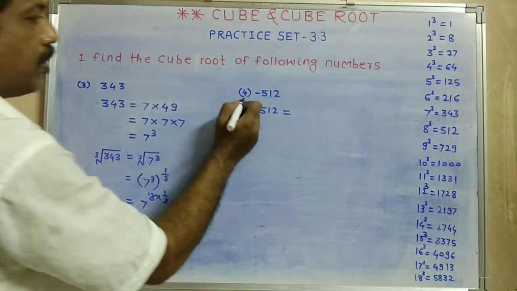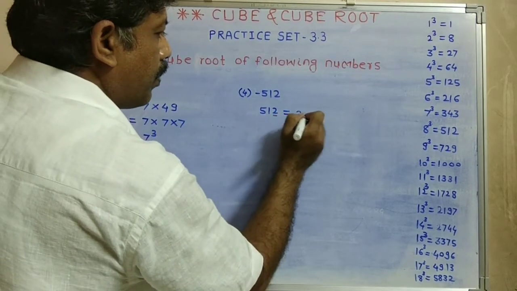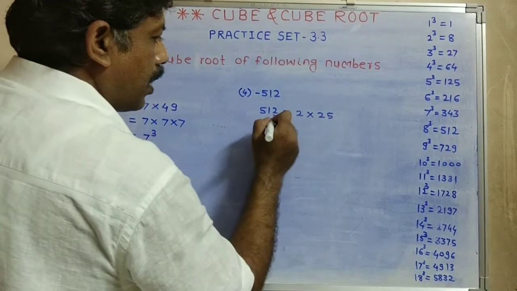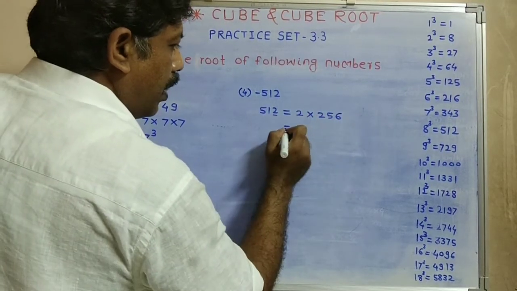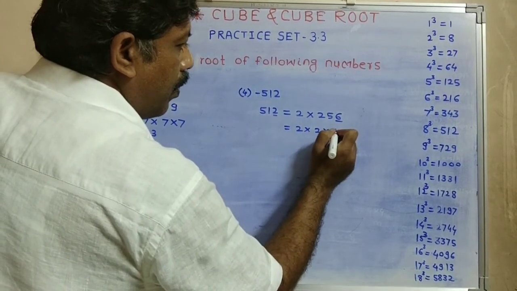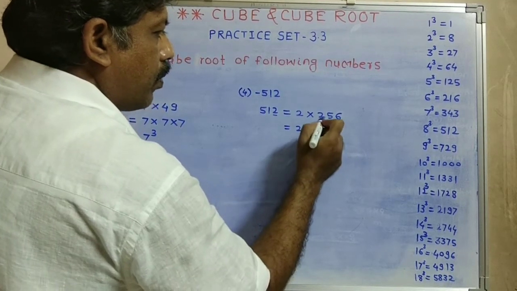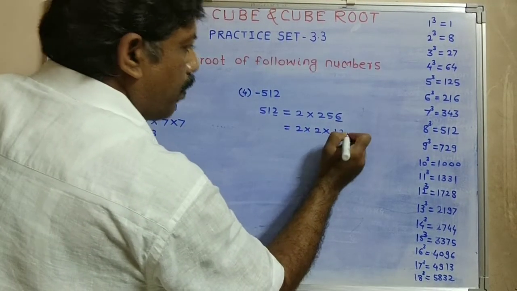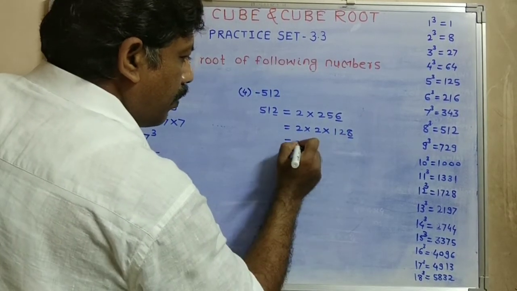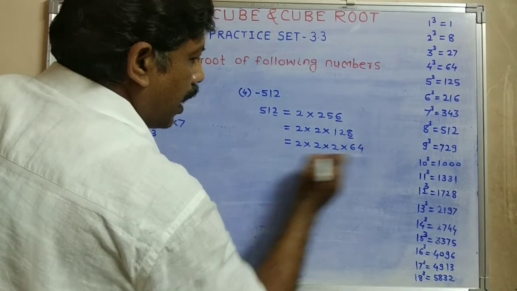Now, the fourth example is minus 512. This can be factorized as, it is an even number, therefore 2 into 2 2s are 4, 2 5s are 10, then again it remains 1, 2 6s are 12, therefore 2 multiplied by, again it is an even number, therefore 2 into 2 1s are 2, 2 8s are 16, 128. Again, this is an even number, therefore 2 into 2 into 2 into 2 6s are 12, 2 4s are 8.